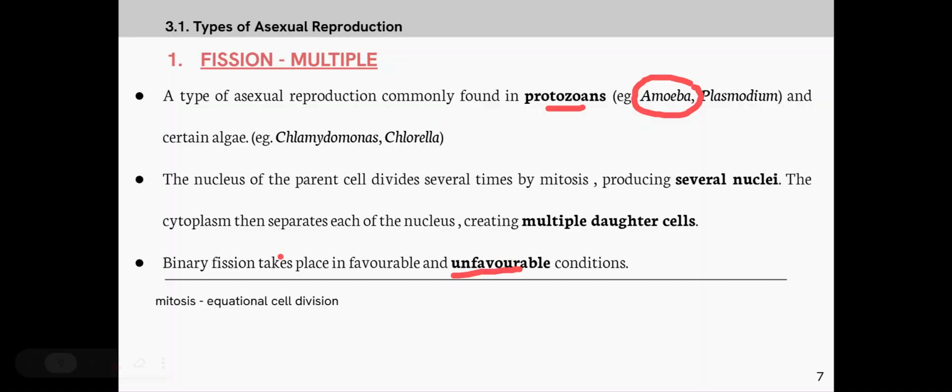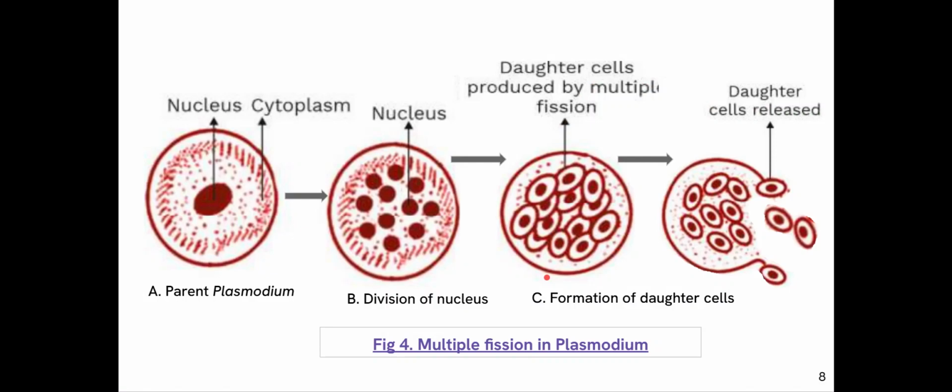Certain algae like Chlamydomonas and Chlorella, the nucleus of the parent cell divides several times by mitosis, producing several nuclei. That is why it is multiple fission. The cytoplasm separates each of the nuclei, creating multiple daughter cells. So, not two daughter cells, there are multiple daughter cells.